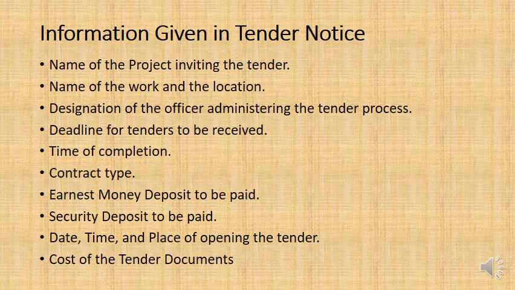First off, it's going to have the name of the project that's inviting the tender. It's going to mention the work and the location of the work. It's also going to designate the officer or the engineer who will be administrating the tender process. So if you're a prospective contractor and you've got any questions about the work, or you need to verify something in the tender documents, that's the person to contact.